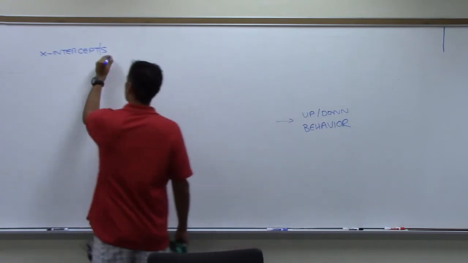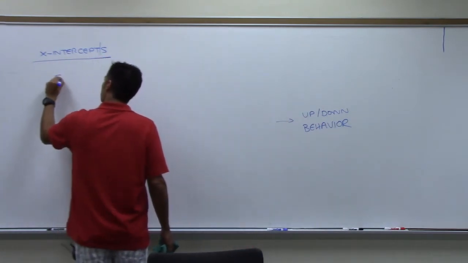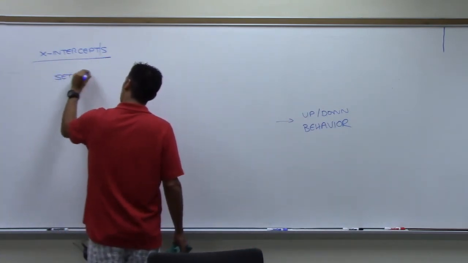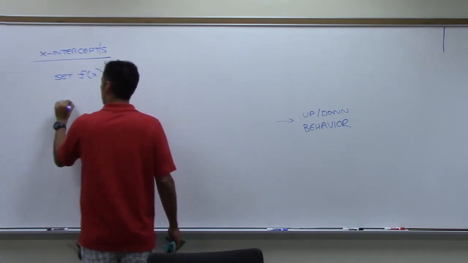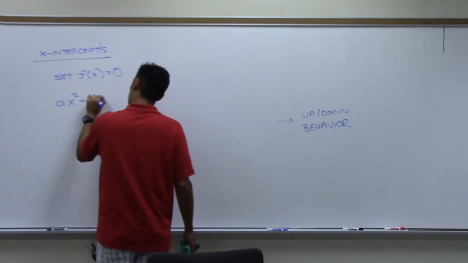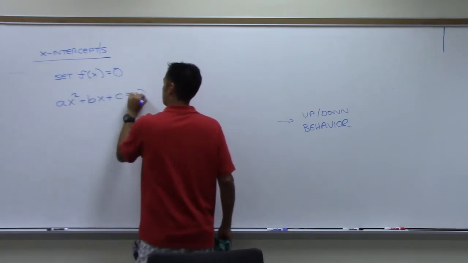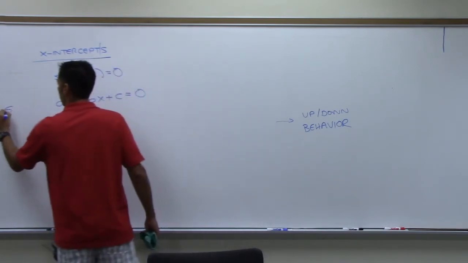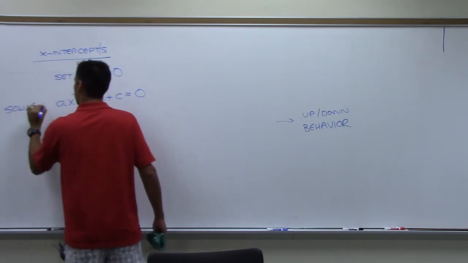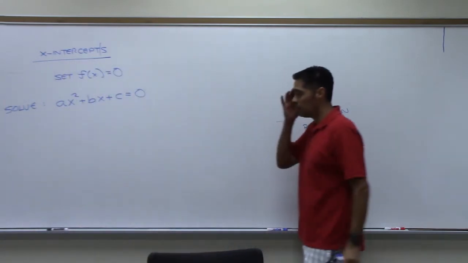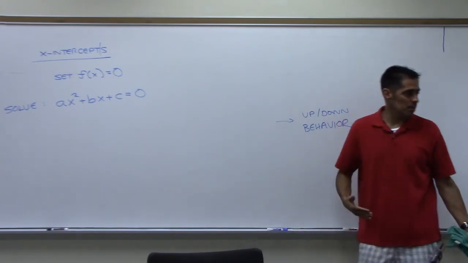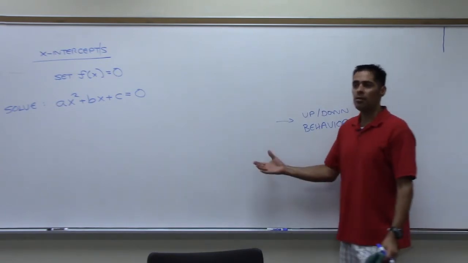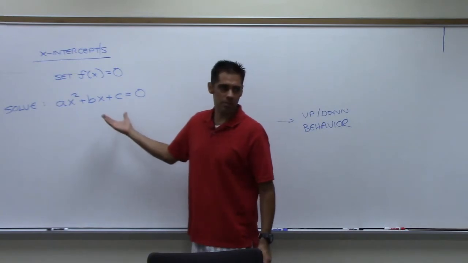The way you do this is you set f of x equal to 0. In other words, you solve this equation, which is what we just spent time doing, right? So now we know those correspond to x-intercepts. That shouldn't be news to you.